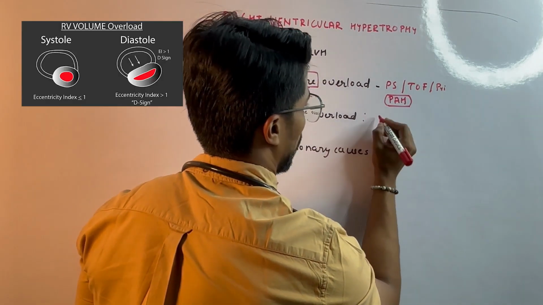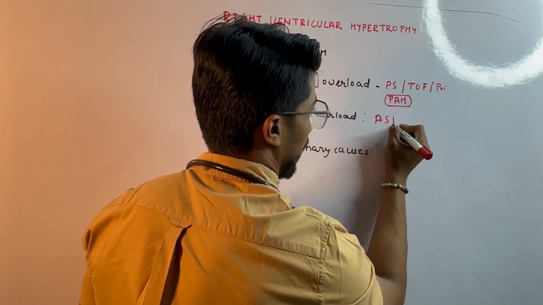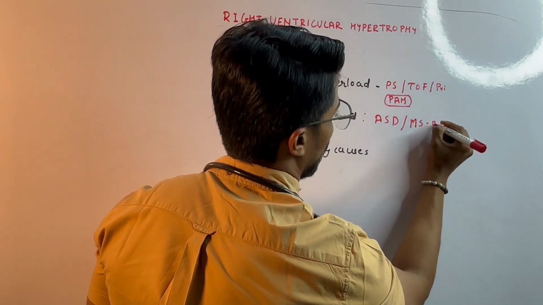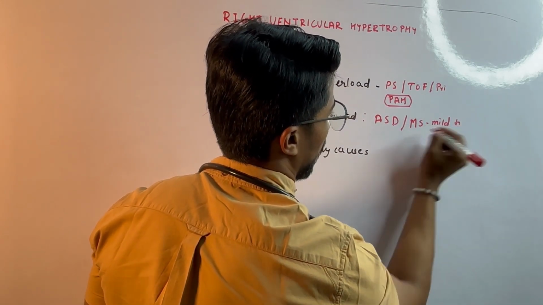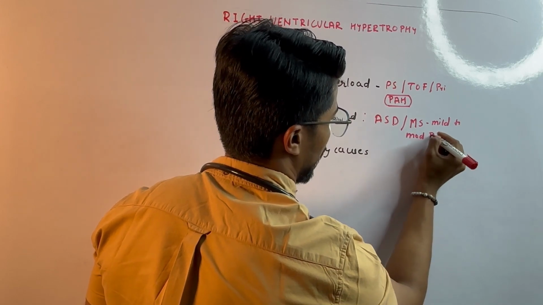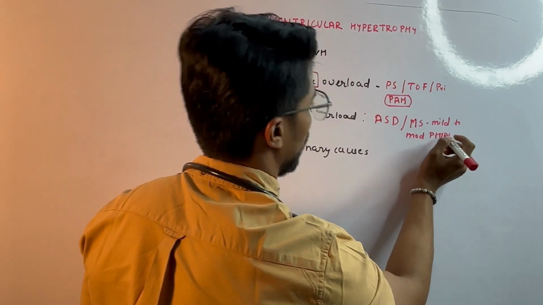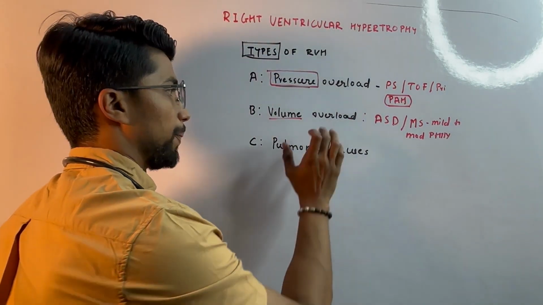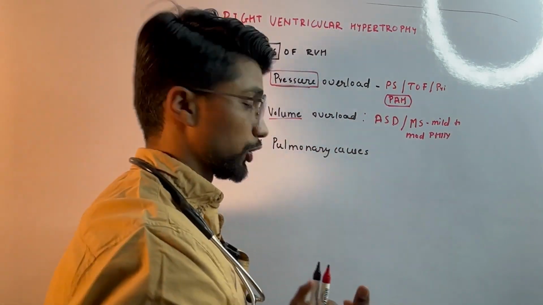Next, we have volume overload patients. For example, ASD, and there are a few subsets of mitral stenosis with mild to moderate pulmonary hypertension. They also have some volume overload because of pulmonary venous hypertension. And these are the patients who will have a different presentation on ECG.